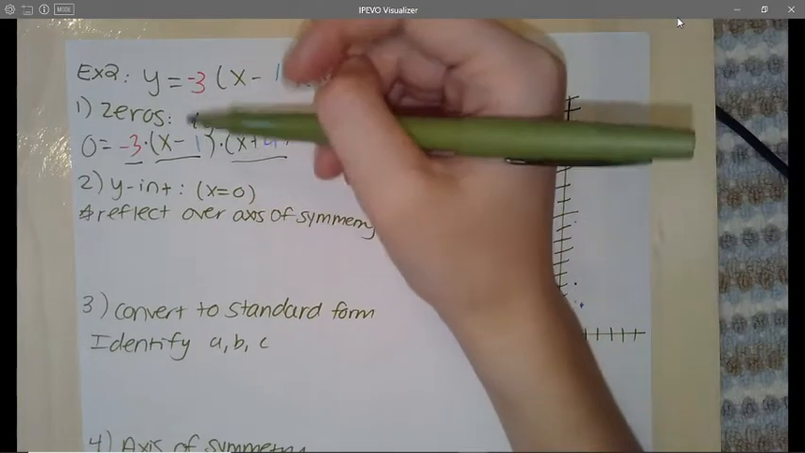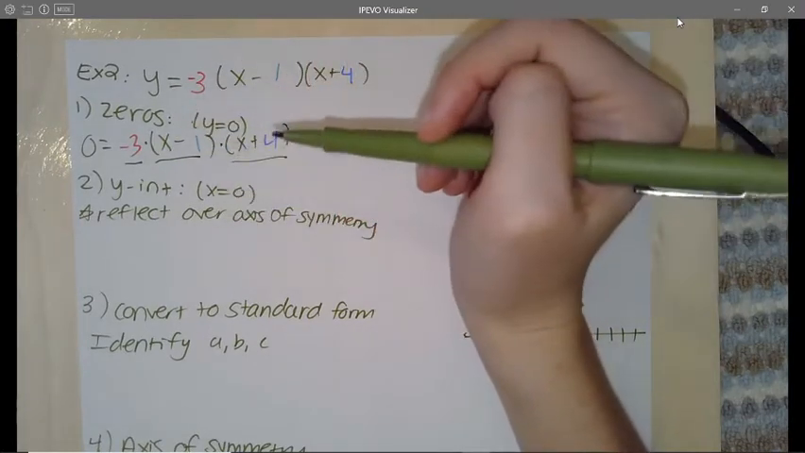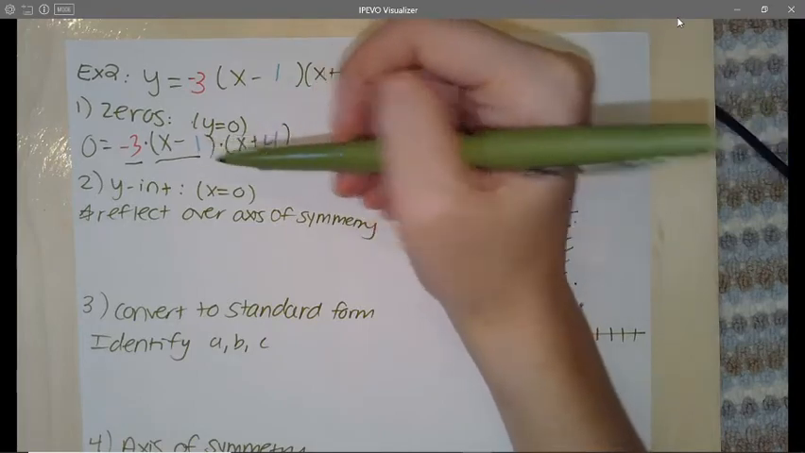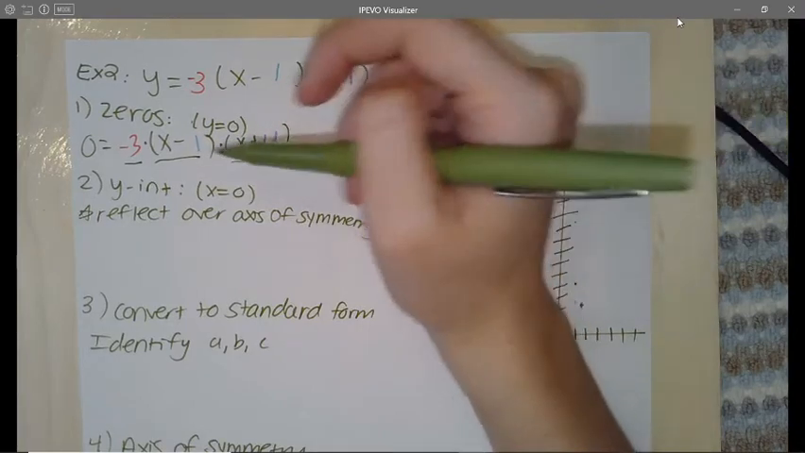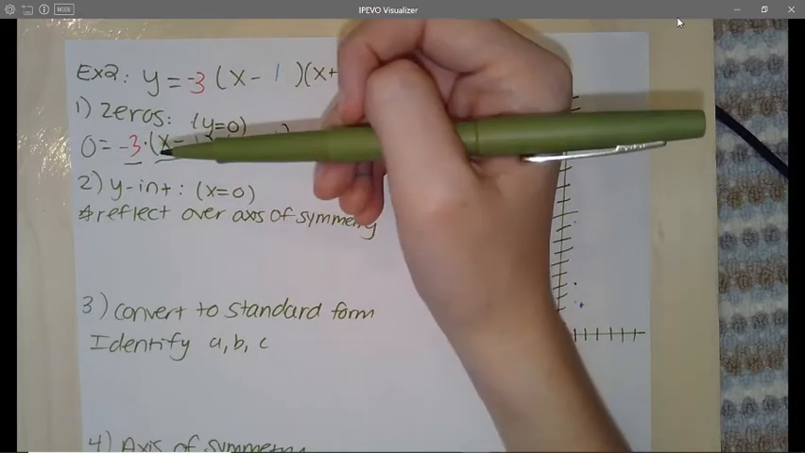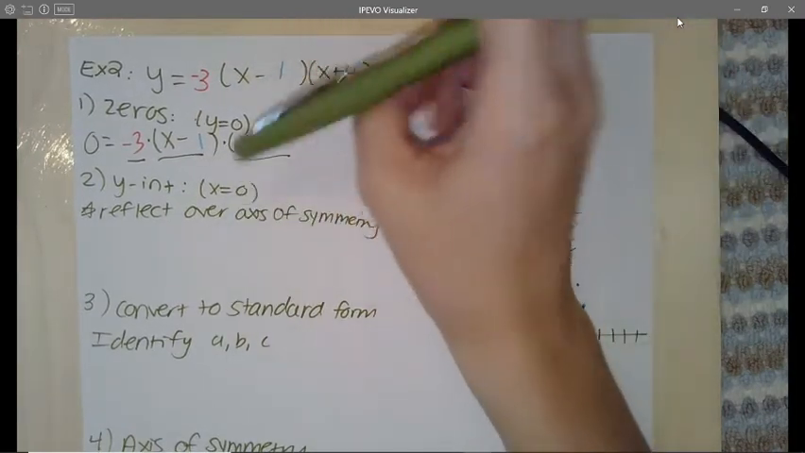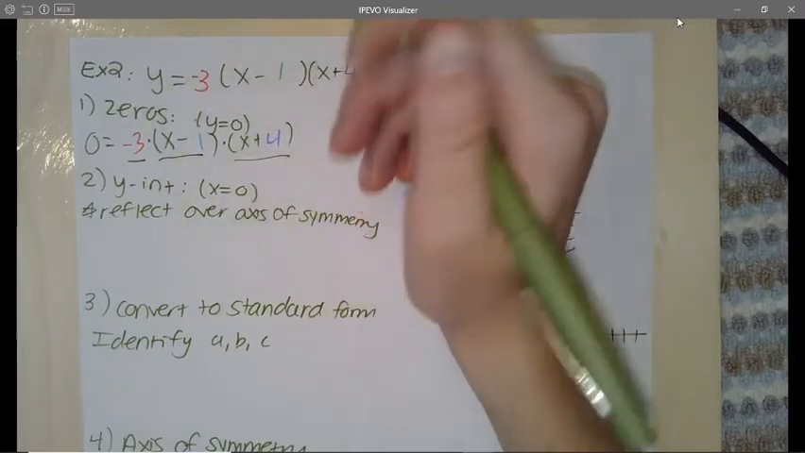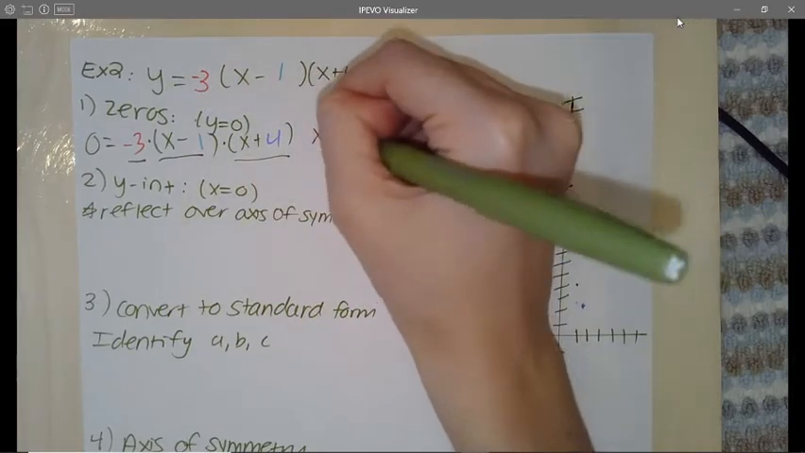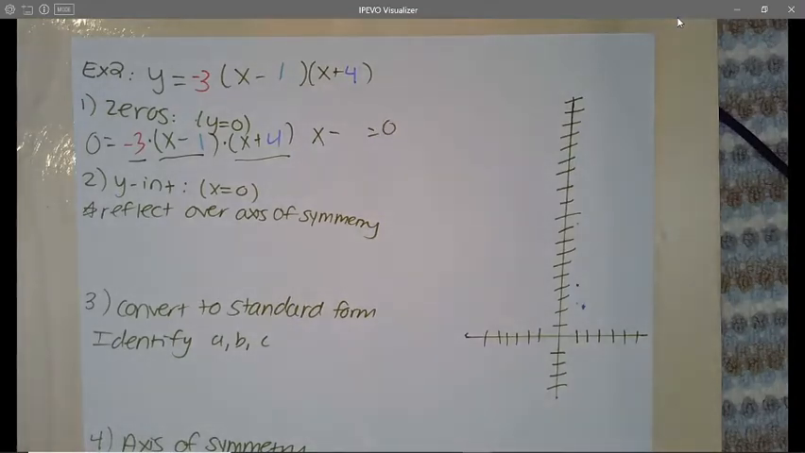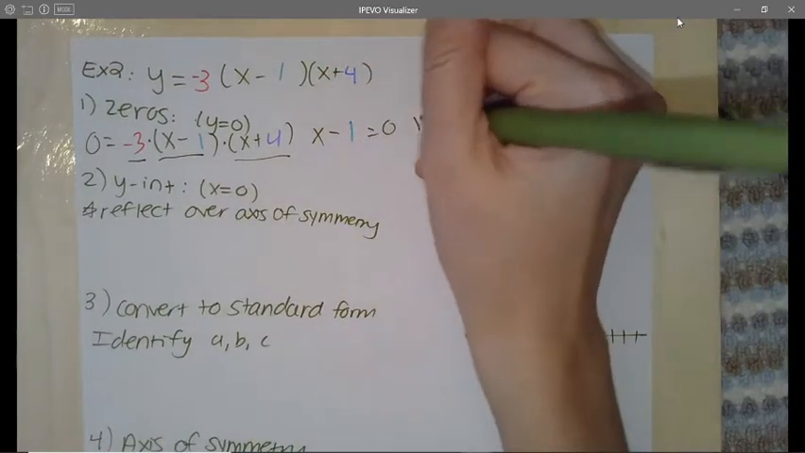Okay, now, when you're finding the zeros, you only set factors that contain x's equal to 0. Okay, if you set -3 equal to 0, well, that doesn't really make much sense, and that's not really helping you. Okay, so I'm only going to set the x minus 1 equal to 0 and the x plus 4. So I'm going to set x minus 1 equal to 0, and I'm going to set x plus 4 equal to 0.